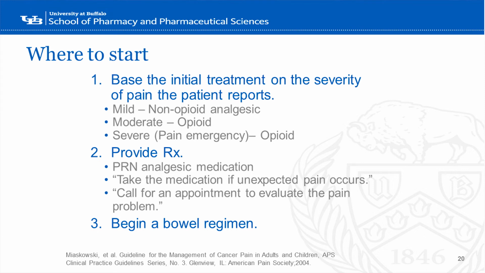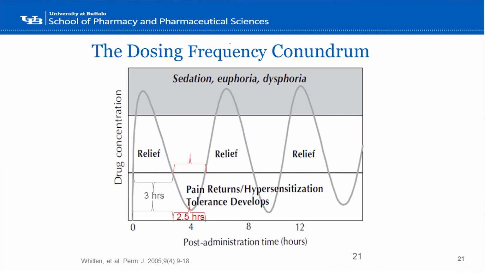It's important that they know that they can take that medication whenever pain expresses itself. And the last part of this is to call for an appointment to evaluate the pain problem. In our hospice situation, we reach out to them, and we don't allow this to go on too long because we want to evaluate how effective this regimen is, as well as make sure that we move to some of the next steps. And we should never forget when starting opioid therapy that a bowel regimen should be started as well.